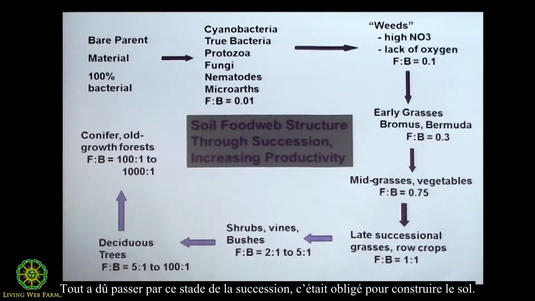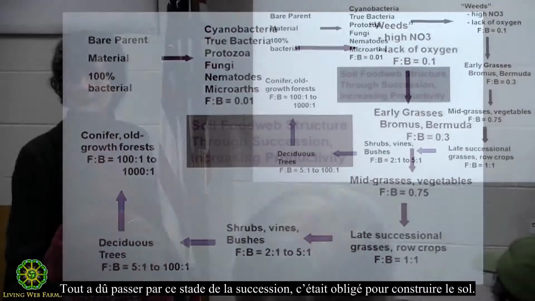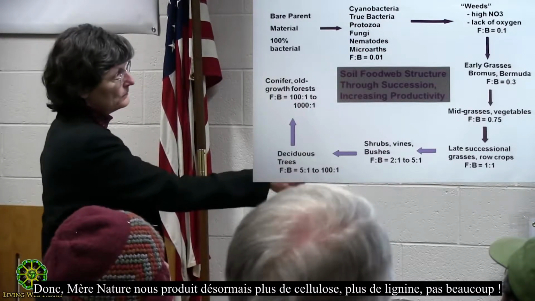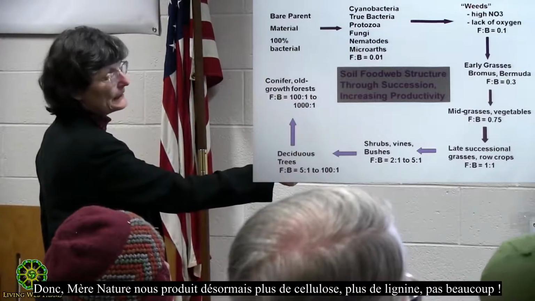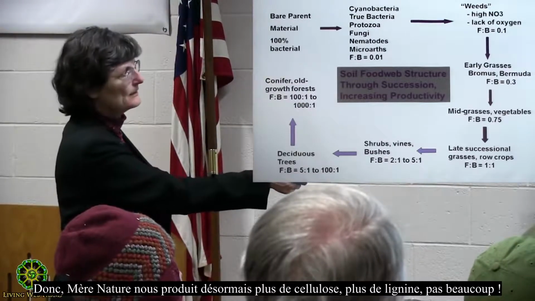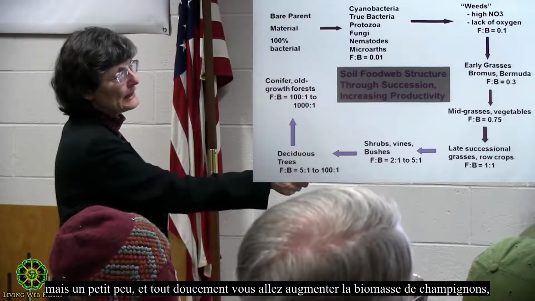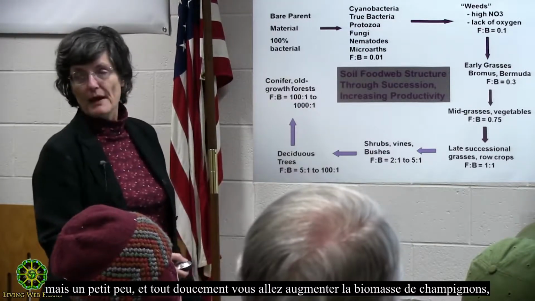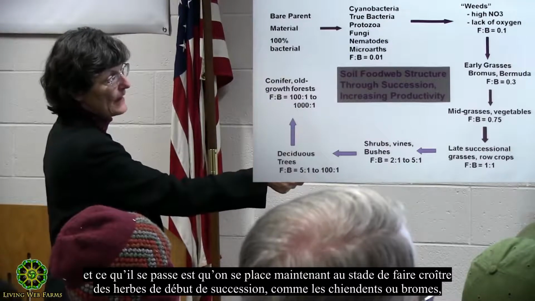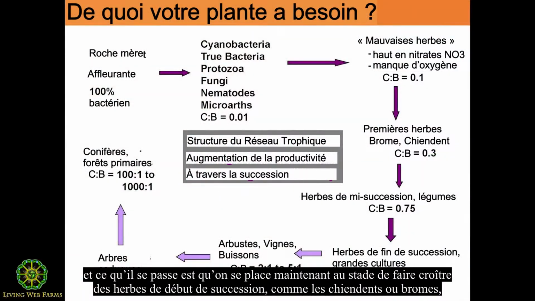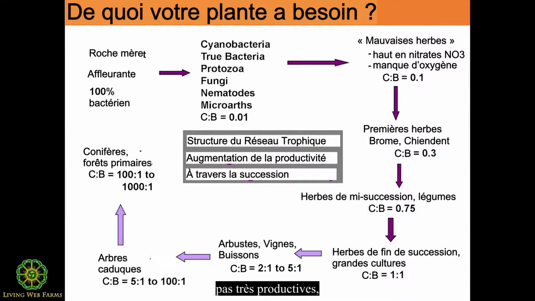Everything has gone through that stage of succession. It had to build soil. So Mother Nature is now putting in more cellulose, more lignin, not a lot, but a little, and sooner or later you're going to increase that fungal biomass. And when that happens, we're going to now set the stage to grow early successional grasses like the Bermuda or the Bromus species. Not highly productive.